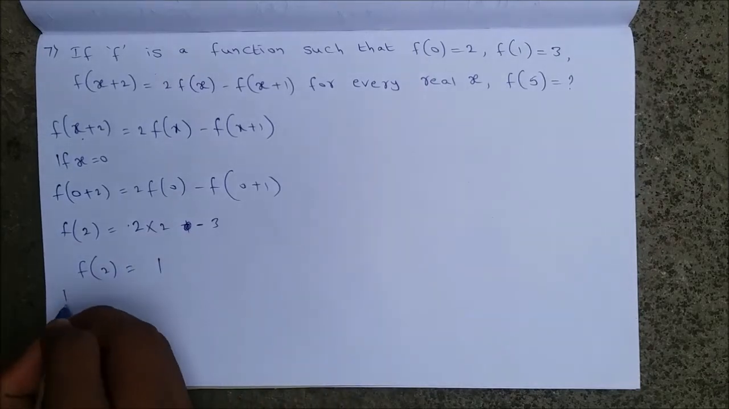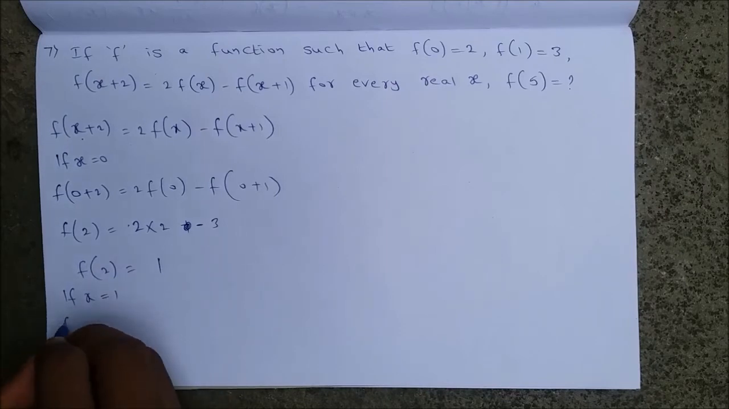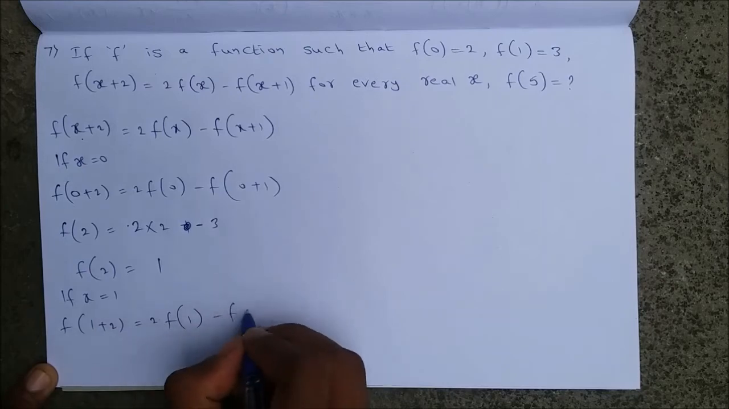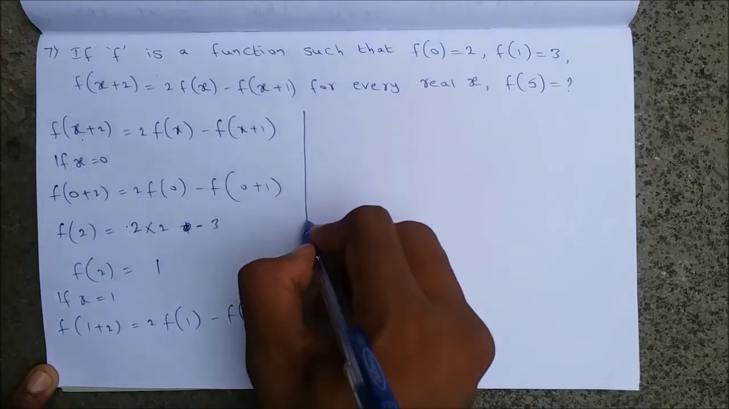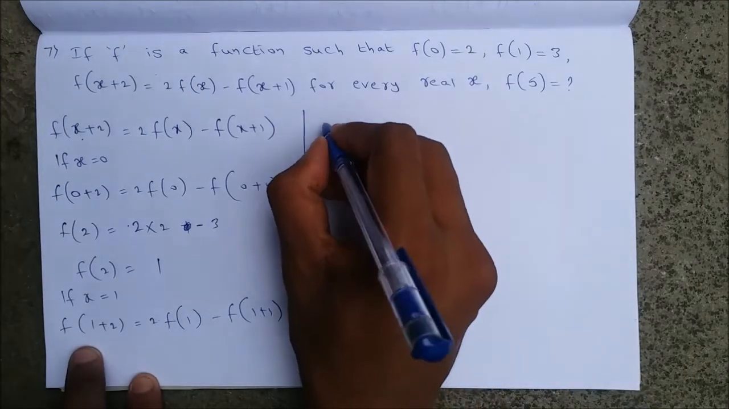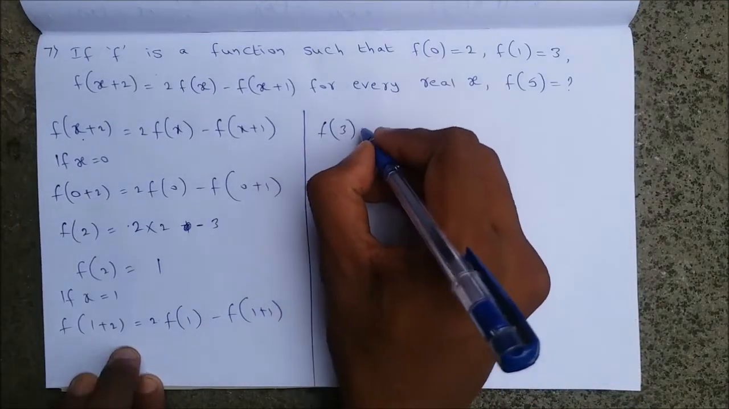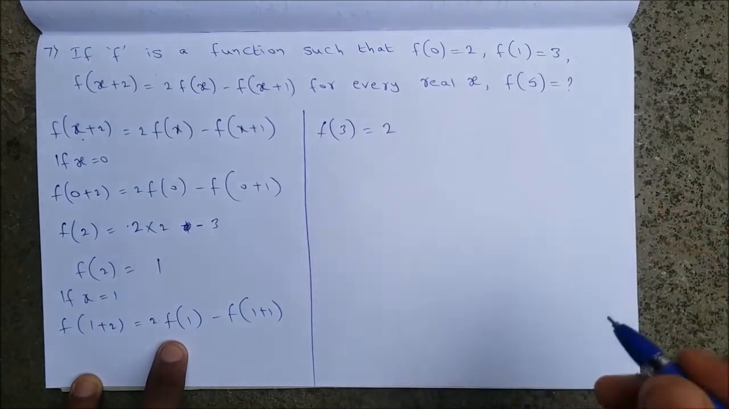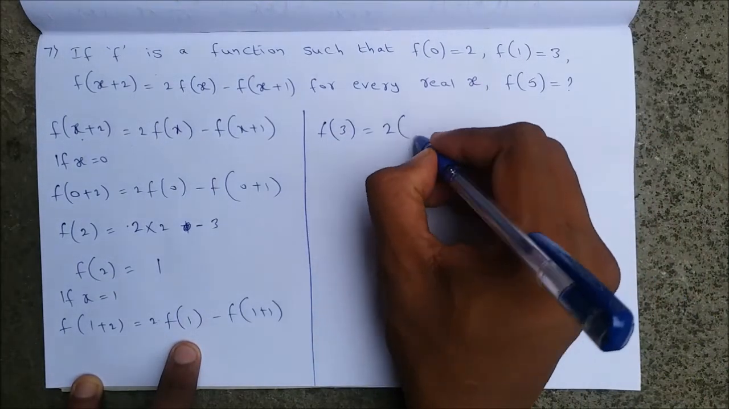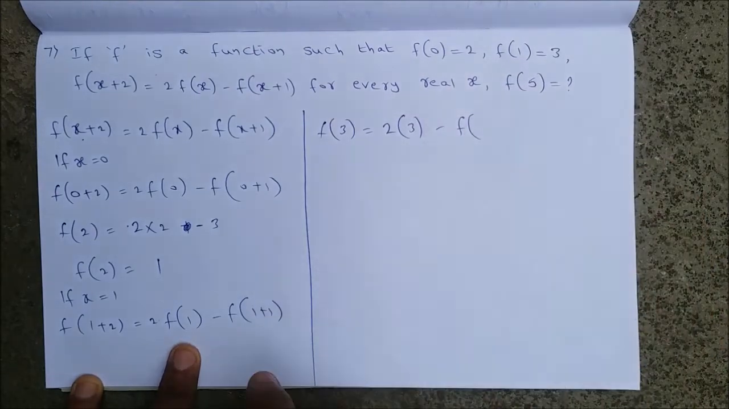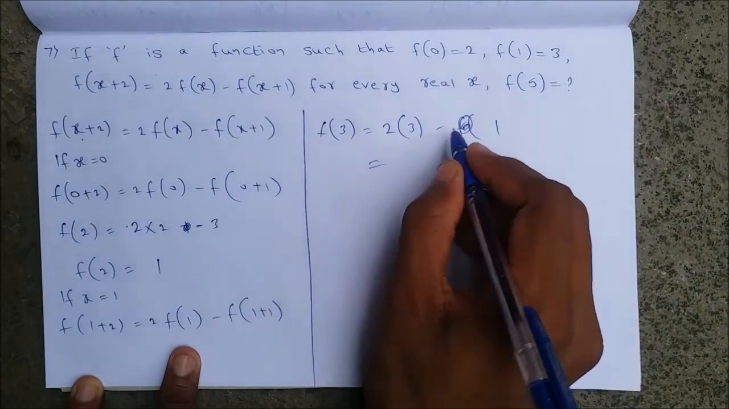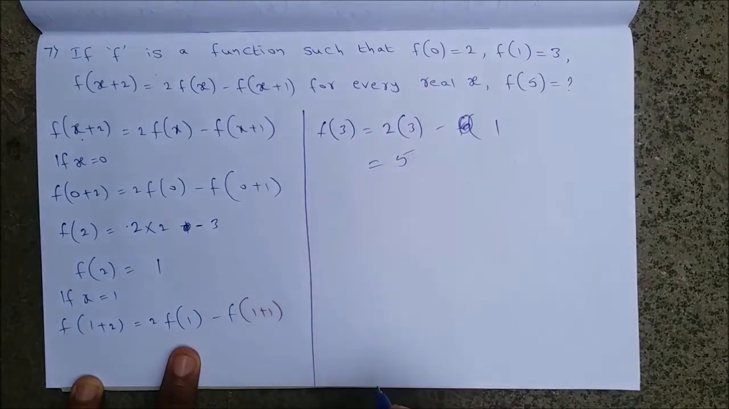The same way, if x is equal to 1, f of 1 plus 2 is equal to 2 times f of 1 minus f of 1 plus 1. If we solve this, f of 3 is equal to 2 into f of 1, f of 1 value is 3, minus f of 2. F of 2 value we just got as 1, so in the place of that I am substituting. 2 threes are 6, 6 minus 1, 5. So f of 3 value is 5.